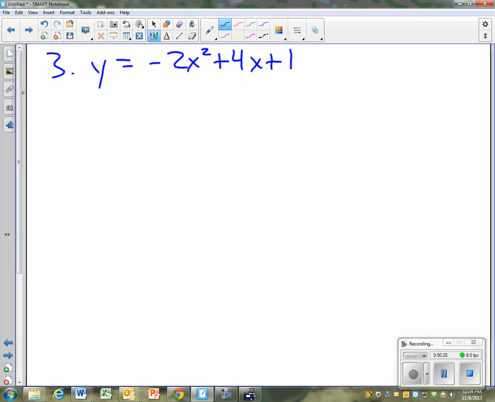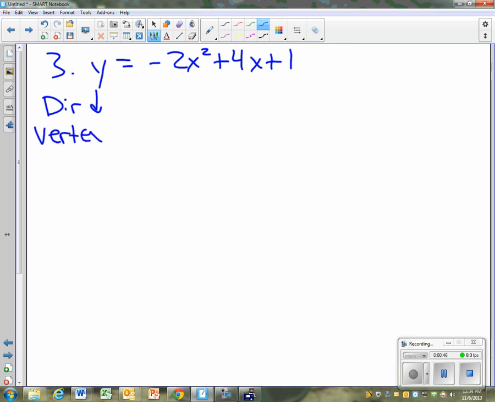So we want to graph this. Is this in standard form or is it in vertex form? Standard form. What's the direction? Is this thing going to go up or down? It goes down. It does. And the first thing I have to identify is the vertex.